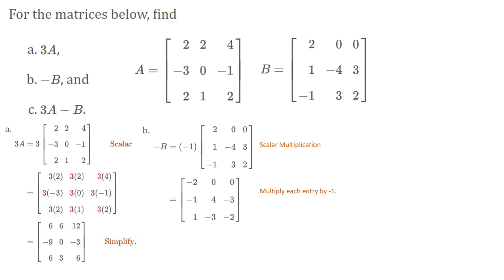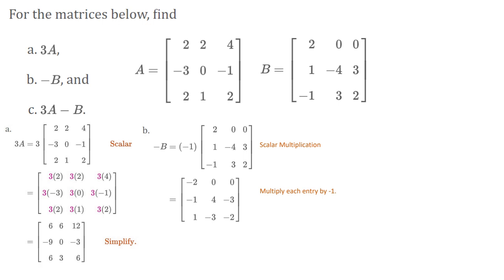negative 1 times a positive 1 is a negative 1. Negative 1 times a negative 4 is a positive 4. Negative 1 times a positive 3 is a negative 3. Negative 1 times a negative 1 is a positive 1. Negative 1 times a positive 3 is a negative 3. And a negative 1 times a positive 2 is a negative 2. Okay, so I have that.